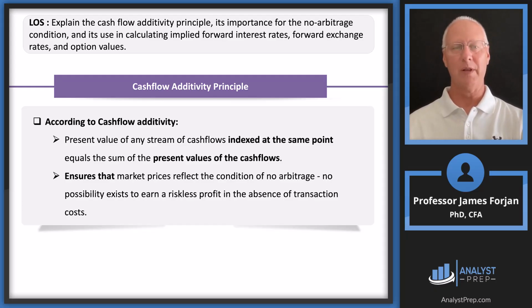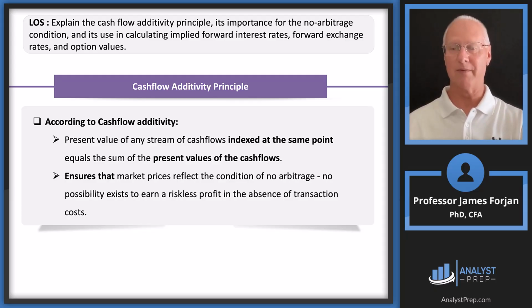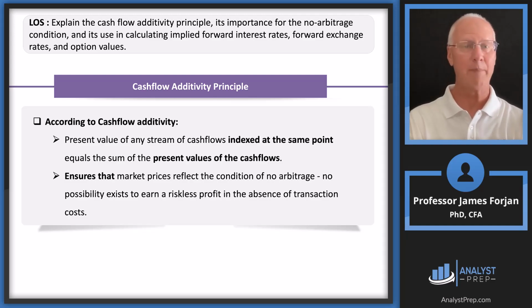Look at the second arrow point. This cash flow additivity ensures that market prices reflect the condition of no arbitrage. All right, so here's a really cool concept that we'll talk about till the very end of level 3. Arbitrage means that you have an investment opportunity that requires no capital on your own part, no initial investment, no risk, but a positive expected return. Doesn't that sound like something we want to learn about?